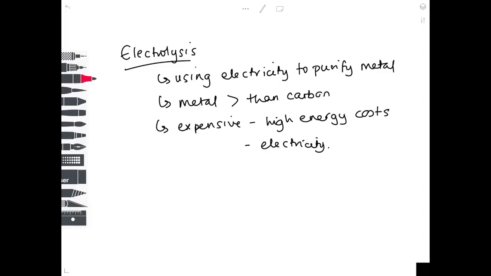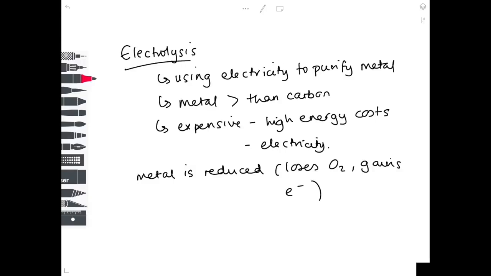We're going to go into electrolysis in far more detail, but remember that the metal is reduced, which means it loses oxygen, gains electrons. If you're finding this hard, don't worry, we're going to go into this in way more detail when we talk about electrolysis properly, and that occurs at the cathode, which is the negative electrode.